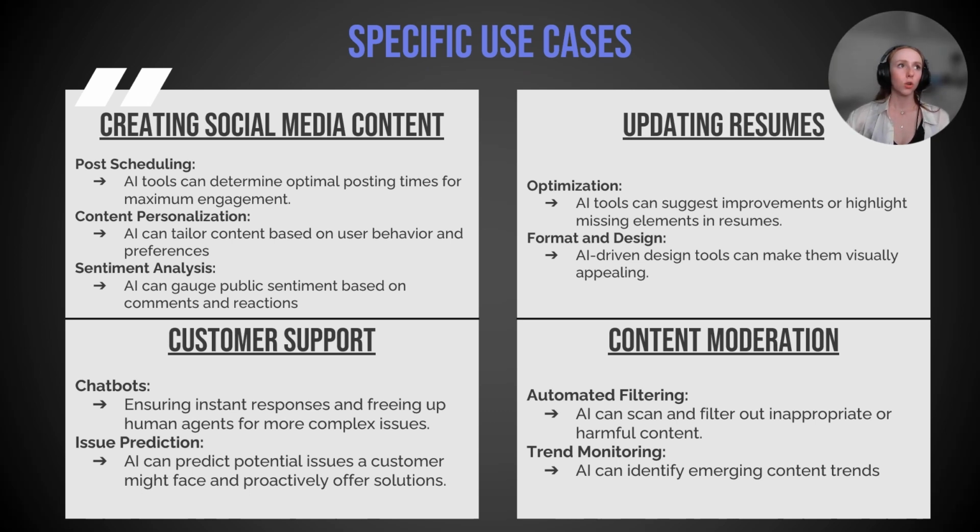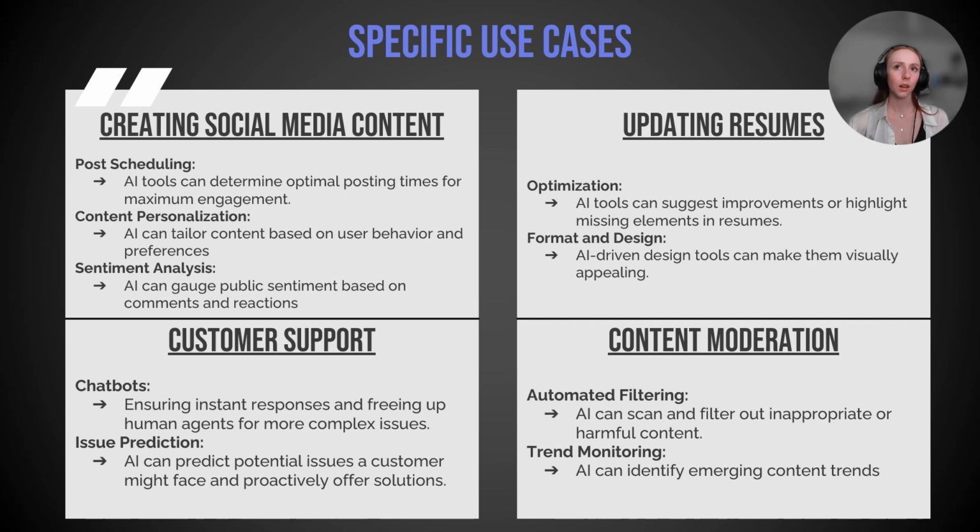So you can use AI for creating social media content. For example, you can use it to determine what the most optimal time is to post on social media platforms. And that's really great for optimizing your engagement. You can use it for content personalization. So AI can tailor content based on user behavior and preferences, ensuring higher engagement rate. Also for sentiment analysis. So AI can gauge public sentiment based on comments and reactions, providing insights into content effectiveness. I think that's pretty cool. So you can see what people really like and kind of use that to tailor what you're posting.